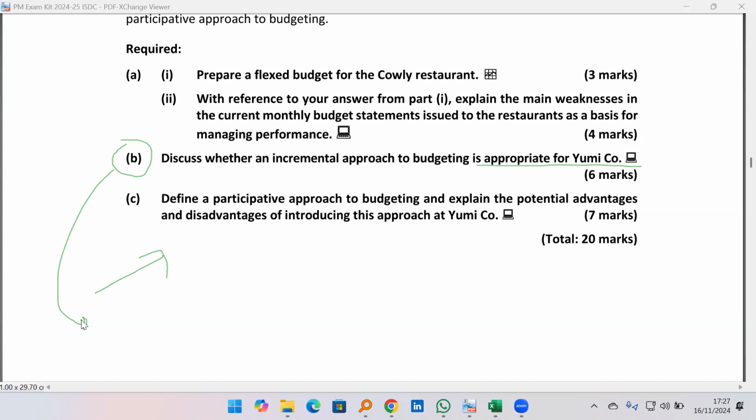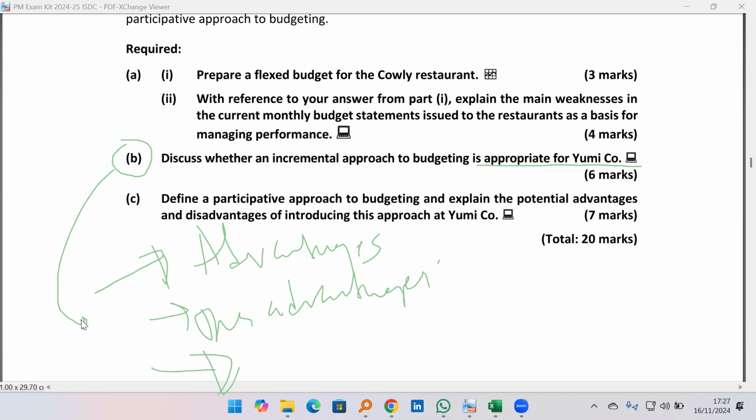So it has advantages, it has disadvantages. So you can give those, then you discuss, okay? So when you're discussing, basically you're saying whether it is appropriate for Yumi or not. So that's the last part that you should give. So if I were you, I would give 2 points here, 2 points here, and then this is where I bring it home.